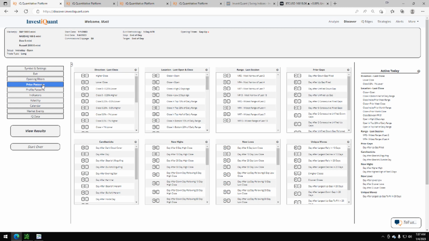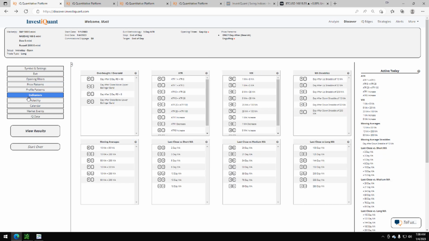The next thing I'm going to do is go to the price patterns library, and I'm going to grab that candlestick pattern. I'm going to grab it from the active today, which is telling you what is true out of this library for today's session. So in the candlesticks, we've got two different options, bearish engulfing and bearish outside. They're both fairly similar patterns. I'm going to go with the engulfing pattern here.